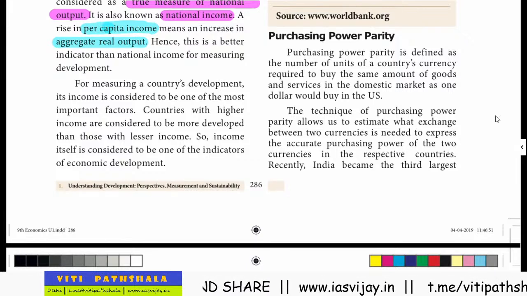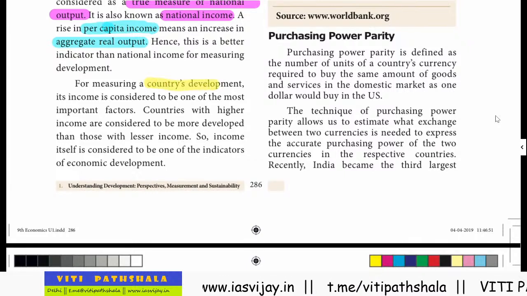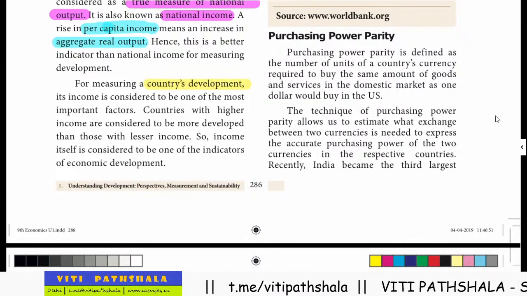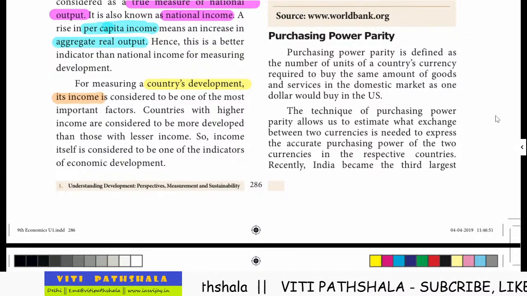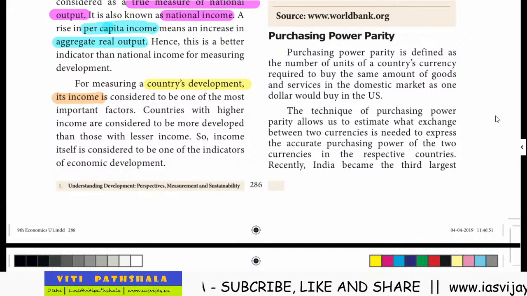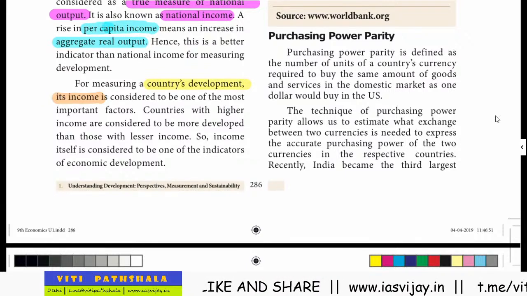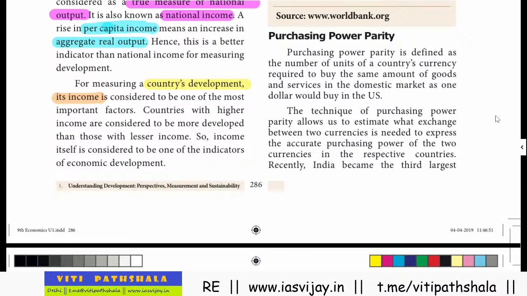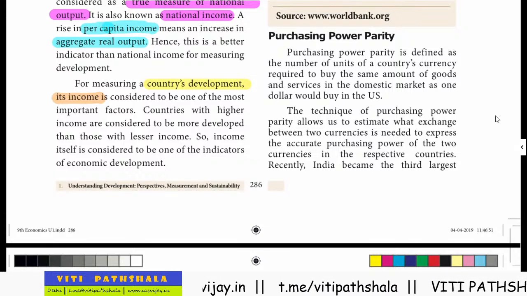So, what is important for measuring the development of any country? Income. If the income is increasing, the country is developing. Now, countries with higher income are considered to be more developed than those with lesser income.